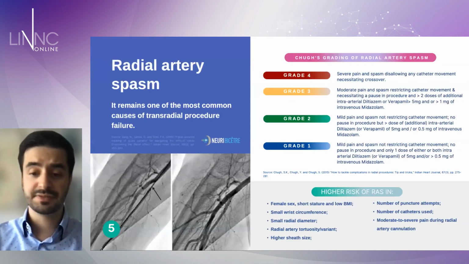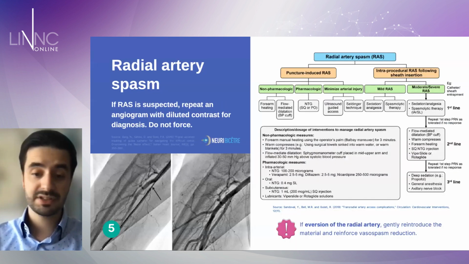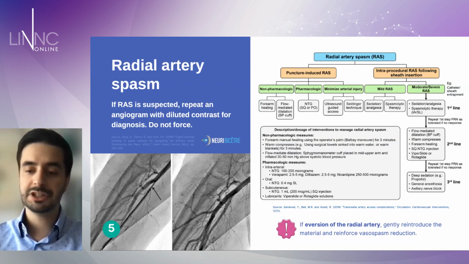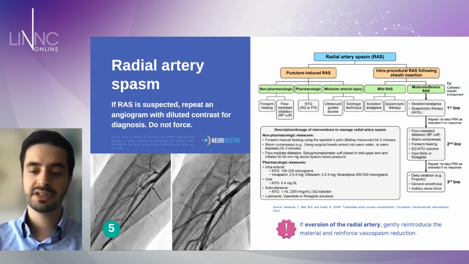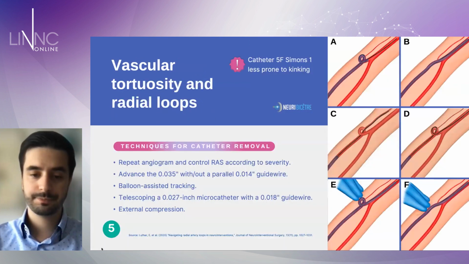There are some predictors of spasm, some are modifiable and some are not. It's good to know which ones can be manipulated in order to reduce the risk of spasm. If spasm happens, there are several pharmacological and non-pharmacological techniques that can be tried. The simplest are repetition of the intra-arterial spasmolytics or subcutaneous nitroglycerin. If all of these less invasive techniques that you can see on this flowchart fail, brachial plexus block or deep sedation can be attempted to block the vasoconstrictive terminals and promote vasodilatation.